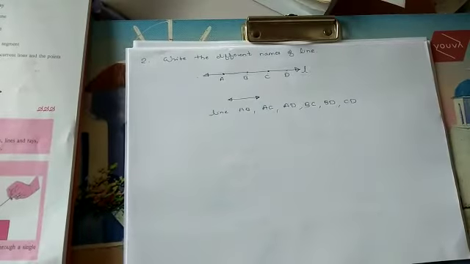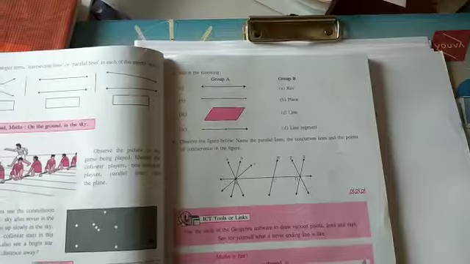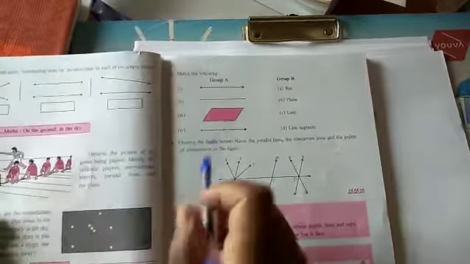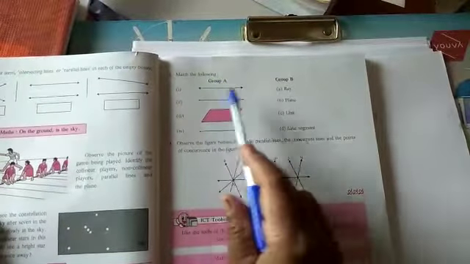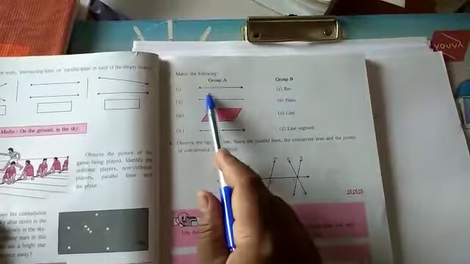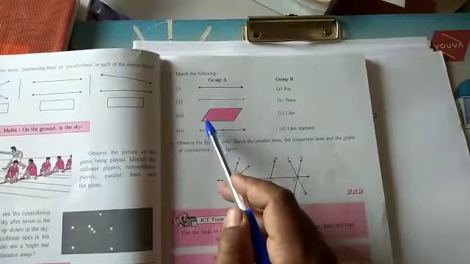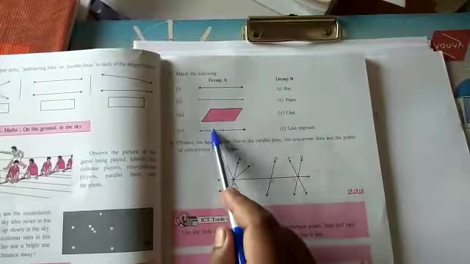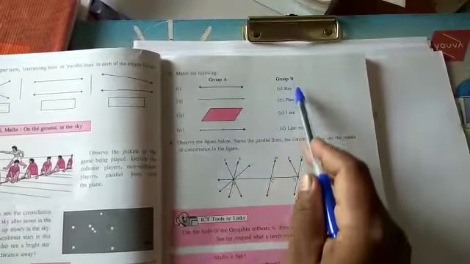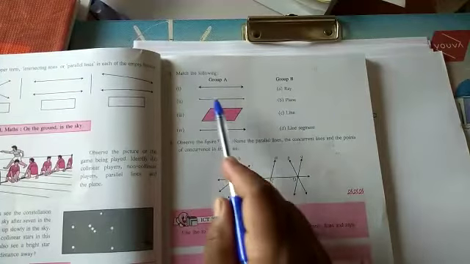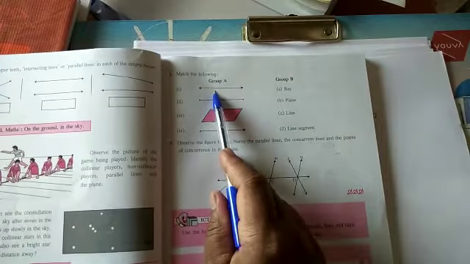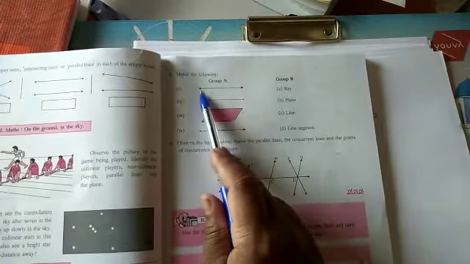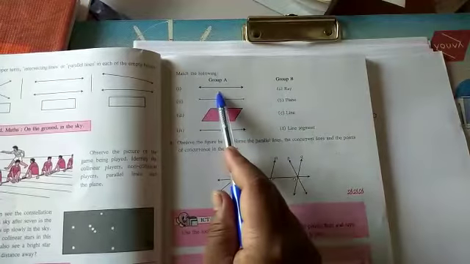Now this was question number 2. Now the third question. What is the third question? Match the following, Group A and Group B. In Group A, the figures are there, and you have to identify the names of the figures, which are given in Group B. So first, if you are observing, this is what? A line, because on both sides the arrowheads are there, so we can extend it in both directions. So A is a line.